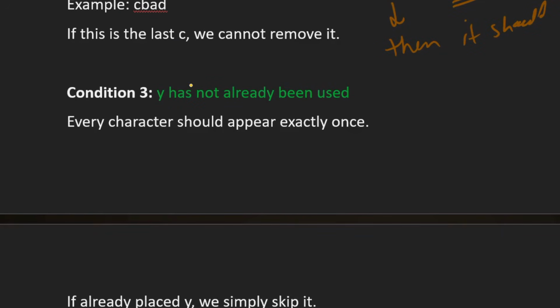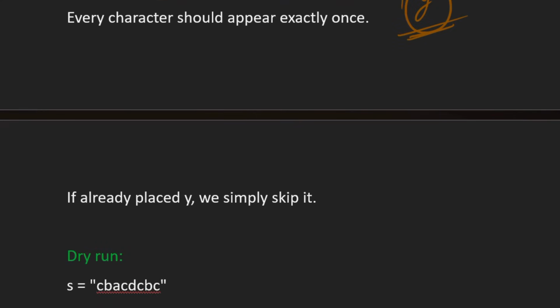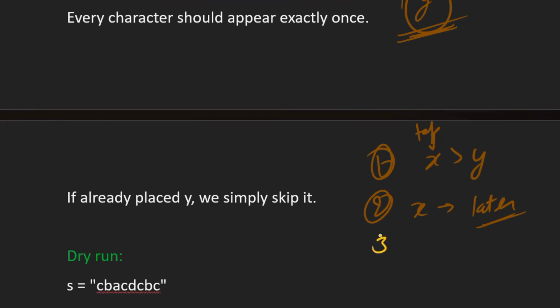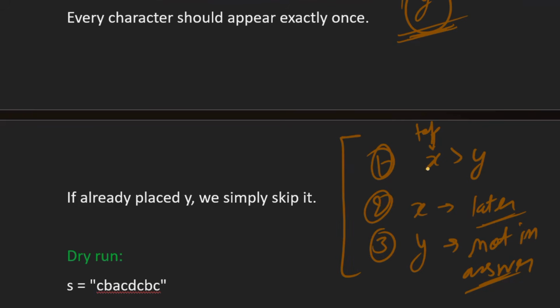Now the third condition is that the current character Y is not already present in the answer. If it is not already present in the answer, then we can remove the top character. So what are the three conditions? First condition, X should be greater than Y. Second condition, X is our top character and X should be present later. And third condition is Y is not in the answer, not already taken in the answer. So we check all these three conditions to remove the top character X, right?